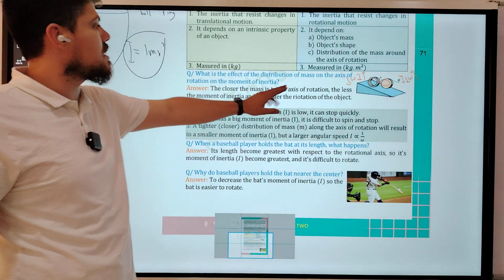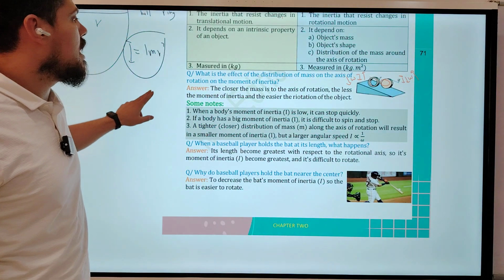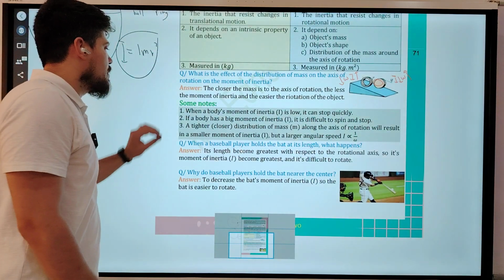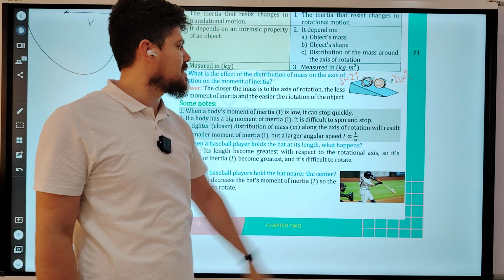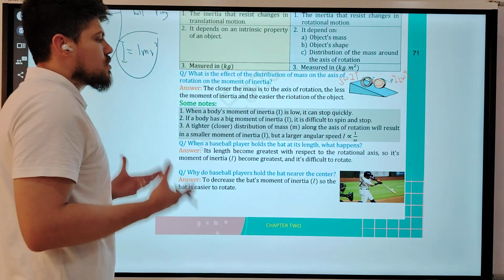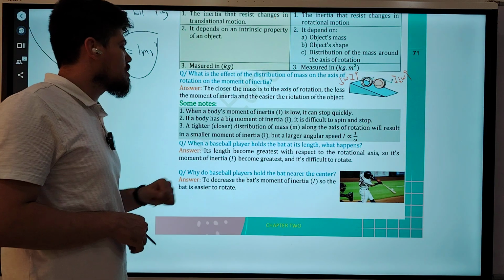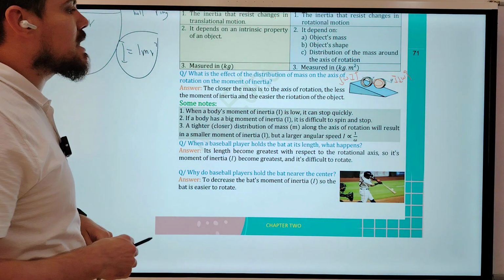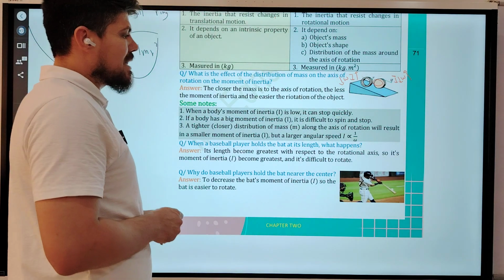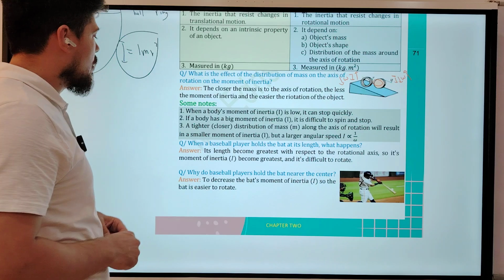So that is why the disc wins this race when we release them from the incline. The closer the mass is to the axis of rotation, the less the moment of inertia and the easier the rotation of the object. When a body's moment of inertia is low, it can stop quickly and easily. If a body has more moment of inertia, it is difficult to spin and stop. A tighter, closer distribution of mass along the axis of rotation results in a smaller moment of inertia but larger angular speed, such as in a bowling ball.